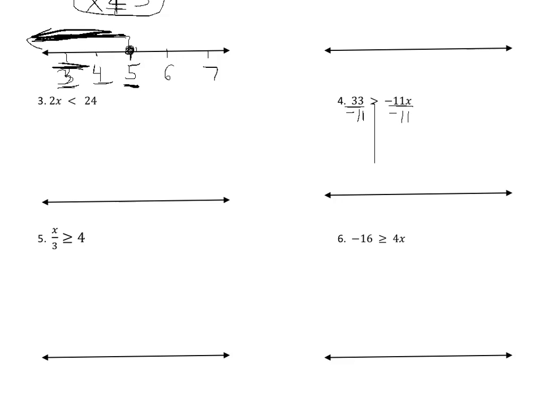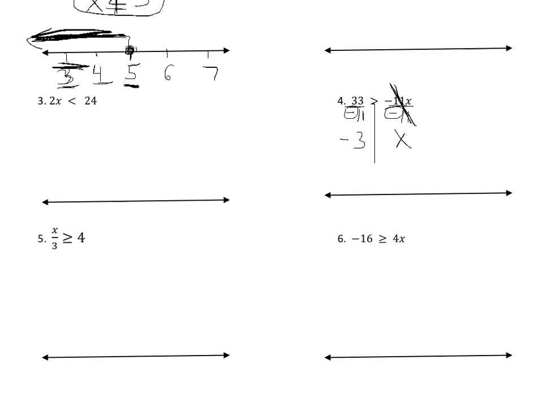And 33 divided by negative 11 is negative 3. And here the negative 11's cancel out, so it's just x. Now, I went to number 4 for a reason. This is the rule. This is the one difference. I divided both sides by a negative, divided by negative 11. This is where I have to change the inequality symbol.